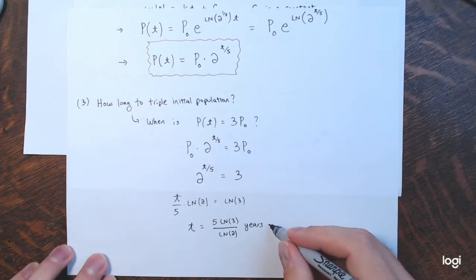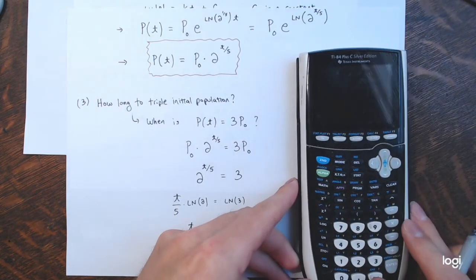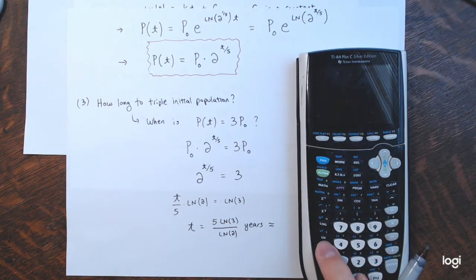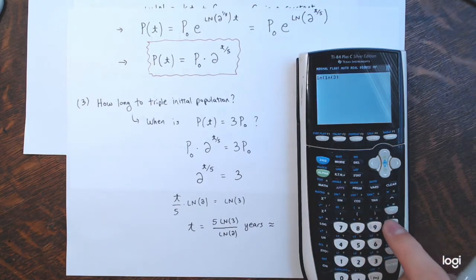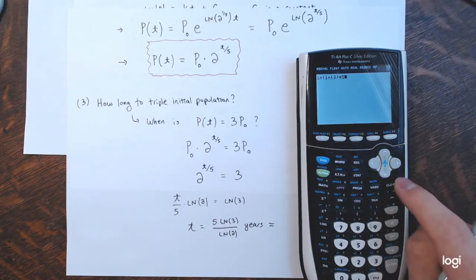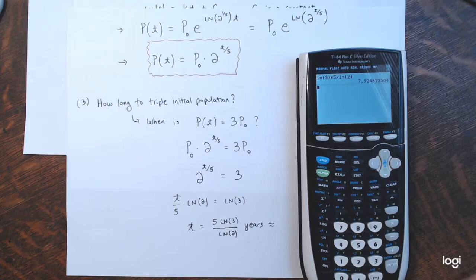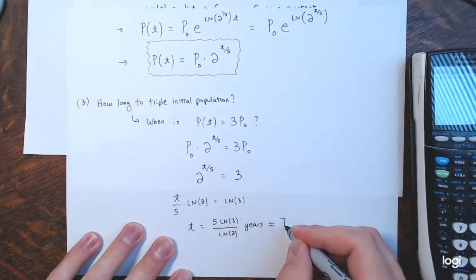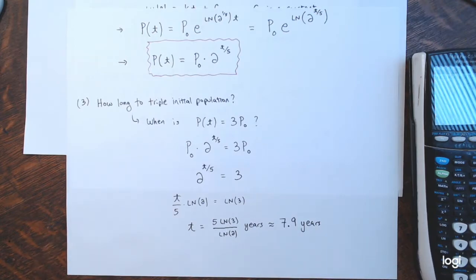Now let's approximate this. Let's pull out my calculator here. I don't know how well you can see this, but the natural logarithm button is on the left there. This is a TI-84 Plus. And I'll do the natural log of 3 times 5. Sorry if this is tiny. And then divided by the natural log of 2. So approximately 7.9 years. Right, so a little under 8 years to triple.